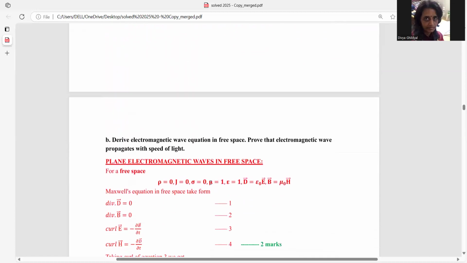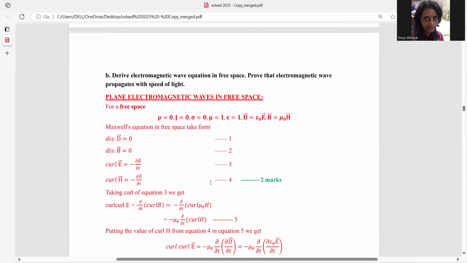Okay, describe electromagnetic equation in free space. Prove that EM waves propagate with speed of light. Now, see, free space, meaning no charges present. So you first tell that in free space, charges are not there and these factors become 0. This is 1 and this is this. Then change the Maxwell equations, write them in free space. You will fetch easily 2 marks for this much step.